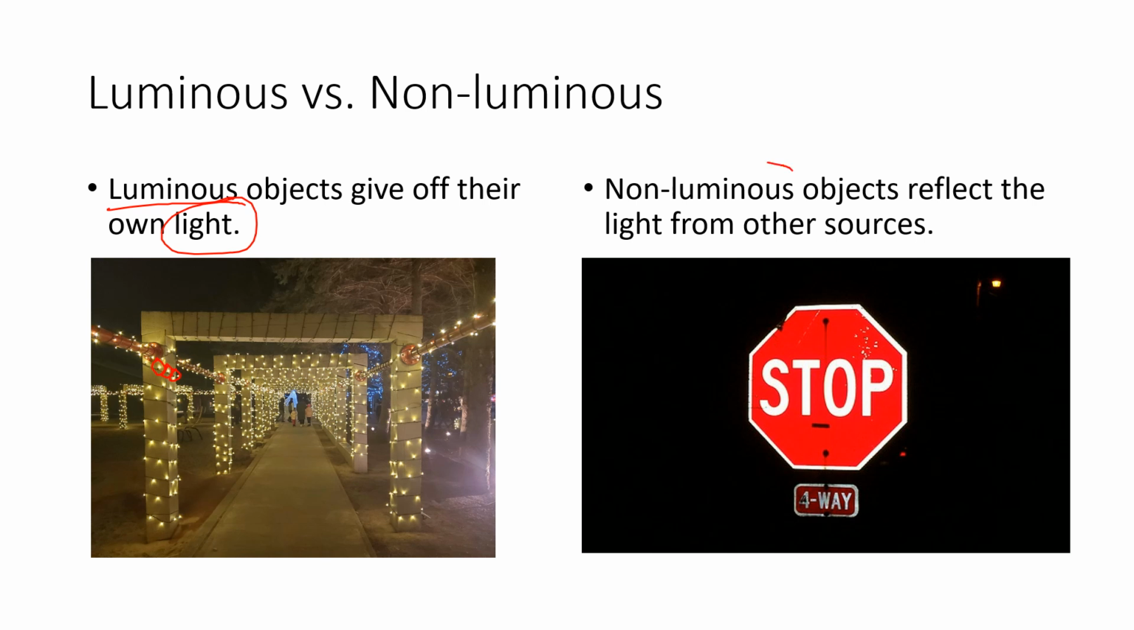And the other type of source would be non-luminous objects that can only reflect the light off of other sources, right? So behind the camera here, there must be some car headlights that are shining on this sign, and what you're seeing reflected back at you is the light from the car.